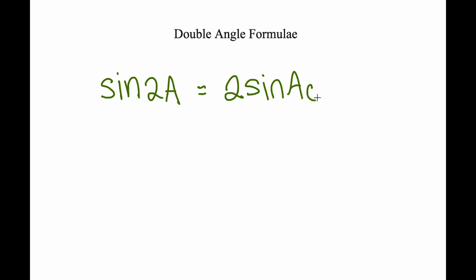Welcome back, everyone. Today's lesson will start with some more trig formulas, the double angle formulas. These are also on your reference sheet. The first is sine of 2a, and that's equivalent to 2 times the sine of a times the cosine of a.